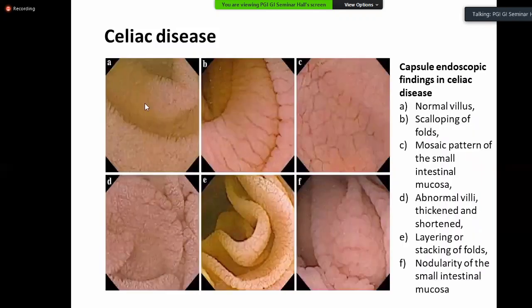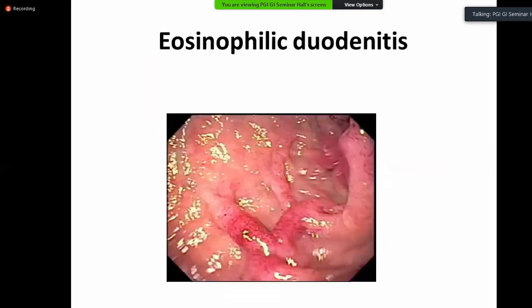This is actually a capsule endoscopy, but it brings out the villi in the duodenum very well. Normal villi. So here you see the scalloping very well. And this picture shows you the mosaic pattern. Here the villi are blunt, same as this, and there is layering of the folds. Nodularity, all folds are destroyed and you have nodularity. So these are some of the examples of celiac disease.